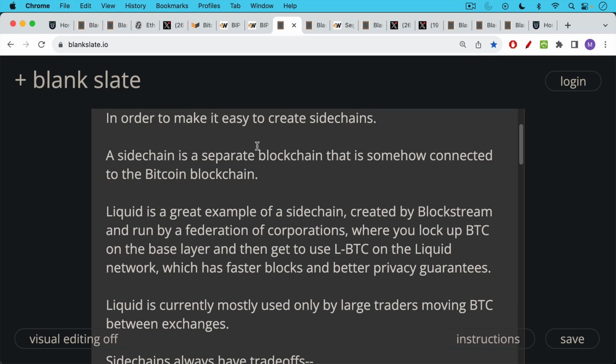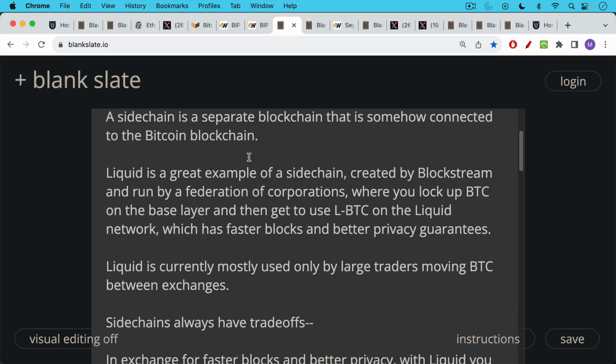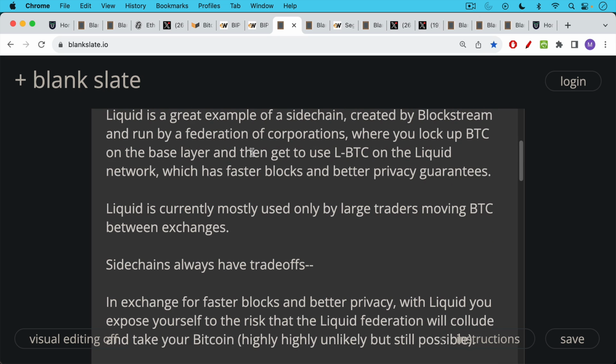And because you're locking up Bitcoin on the base layer, this does not create a new token that's not backed by Bitcoin, and it doesn't increase the supply of Bitcoin. So this is not a shitcoin or anything like that. It's currently not that widely used. Liquid is usually used now mostly just by large traders who are moving Bitcoin between exchanges and doing various arbitrage trades.